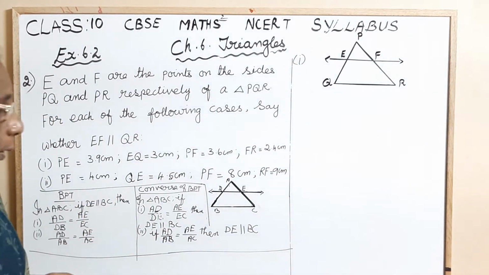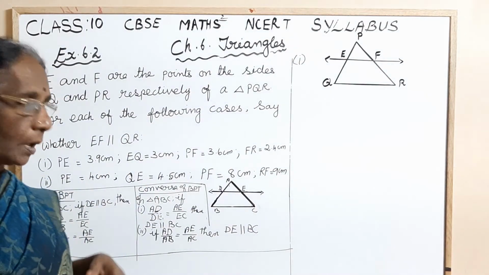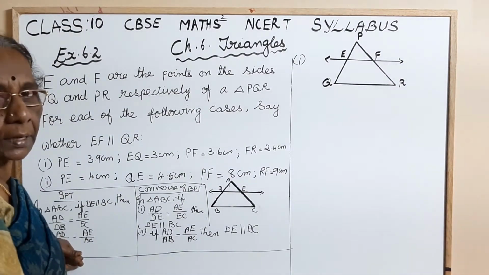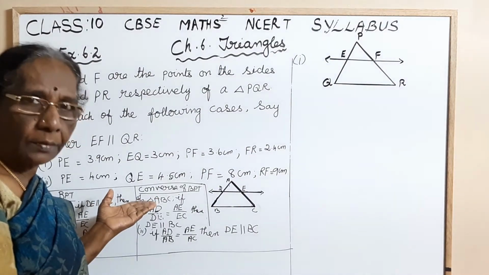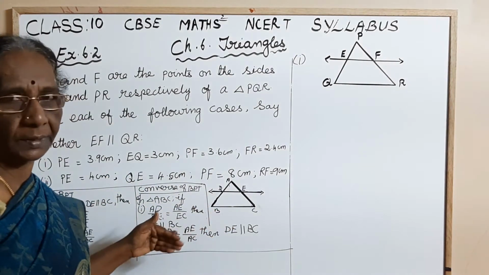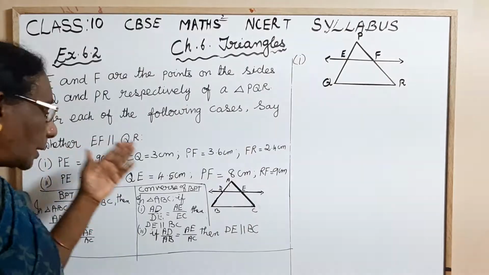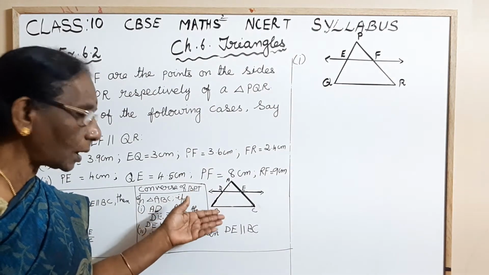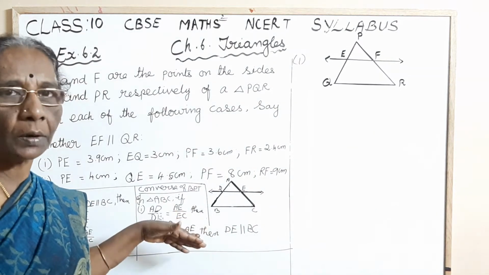So we have recalled what is BPT, what is converse. Here parallel is given first. If it is parallel, the sides are in the same ratio. Here, what? If the ratios are equal, then the line DE parallel to BC comes second. So, which one we will apply, children? BPT or converse of BPT? We have to find whether this is parallel or not. So, we have to use the converse.